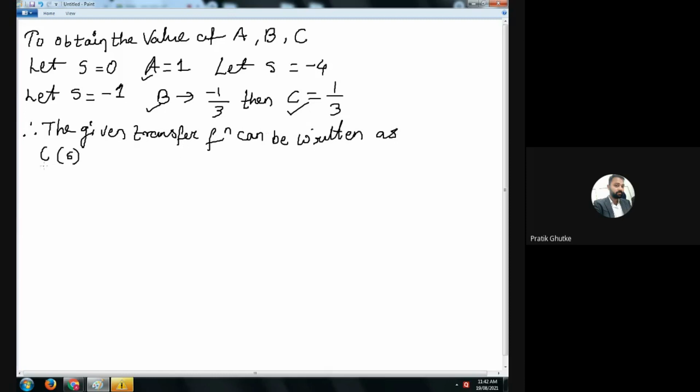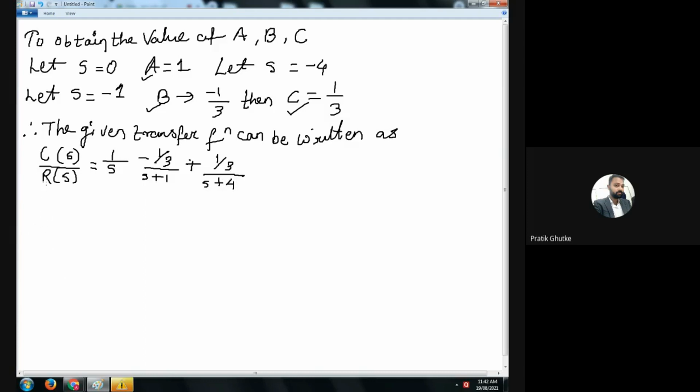E of S by R of S. I know the values of A, B and C, so I just replace those values. A is 1 divided by S. What is the B value? B value is minus 1 by 3, so minus 1 by 3 divided by s plus 1. And what is the C value? C value is 1 by 3, so 1 by 3 s plus 4. So I have replaced those values of a, b and c in the transfer function.